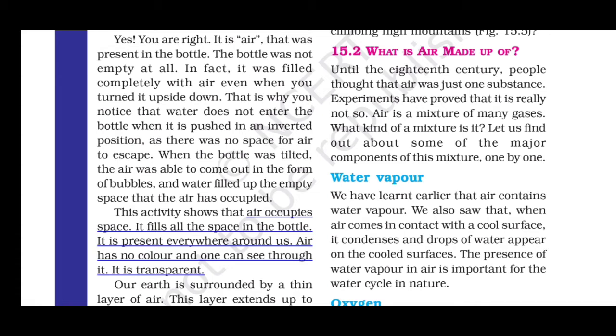If the question is asked, what are the properties of air, what do you have to write? Air occupies space. Air is present everywhere around us. Air has no color and we can see through it. Therefore, air is transparent. So these are the properties of air.